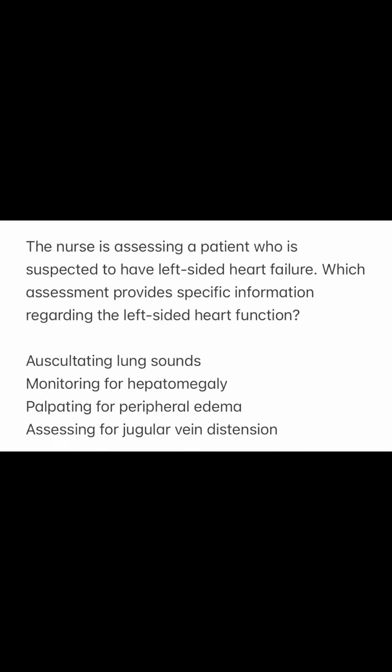The nurse is assessing a patient who is suspected to have left side heart failure. Which assessment provides specific information regarding left side heart failure? So as I mentioned, breathing and all the lung issues are supposed to be for the left side heart failure, right? So the correct answer would be auscultating lung sounds. Monitoring for hepatomegaly is for right side. Peripheral edema is for right side. Assessing for jugular vein distension is also for the right side. So your correct answer is answer A. Lung issues or breathing issues are always for the left side heart failure, right?